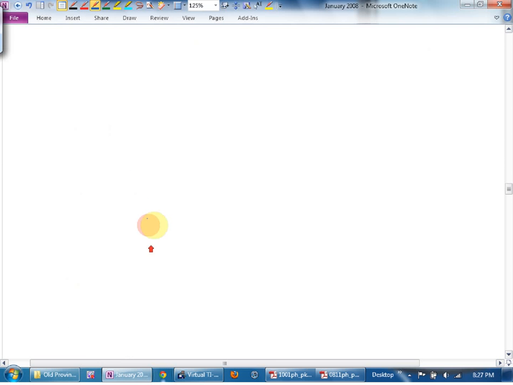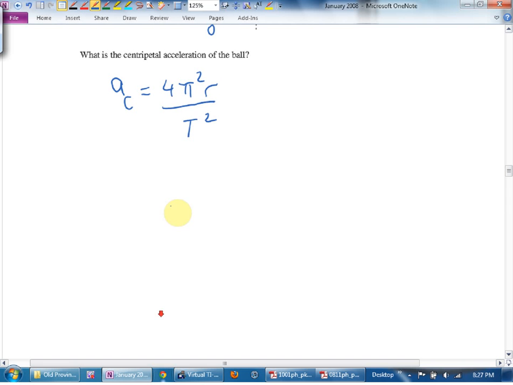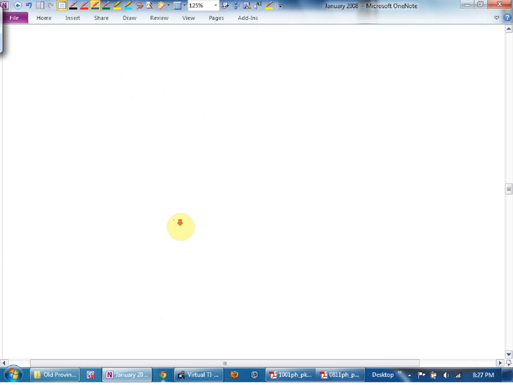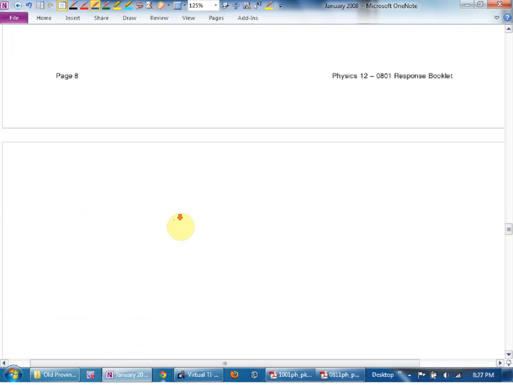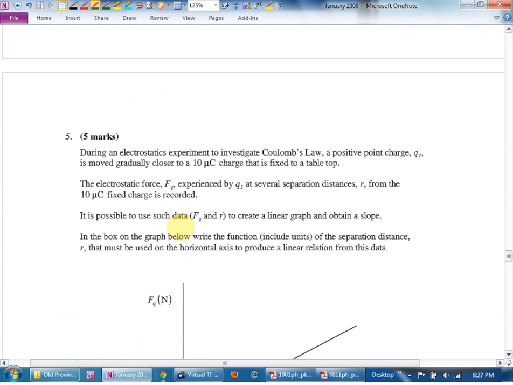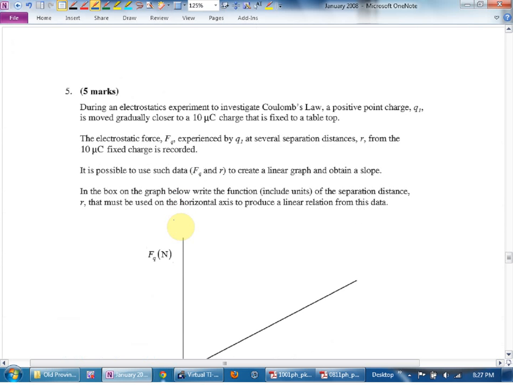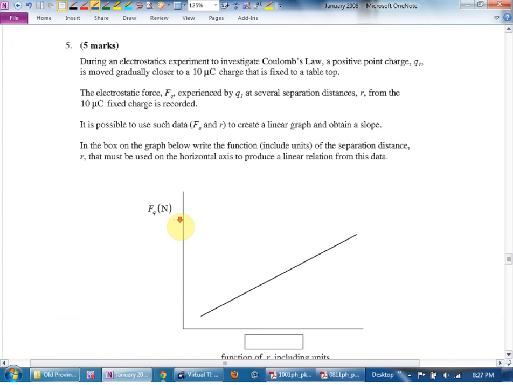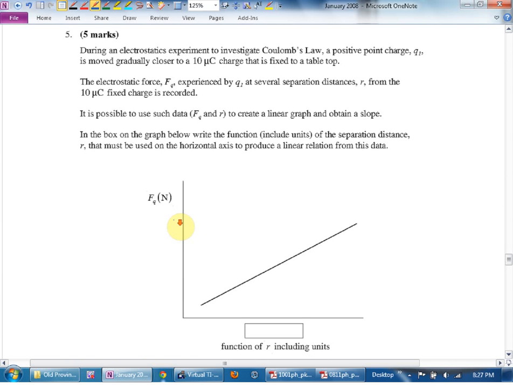Let's see. Electrostatics again? Are you serious? Okay. Electrostatic experiment to investigate Coulomb's law. Right away, I would say that's K Q1 Q2 over R squared. I think the function of R is going to be K Q1 Q2 over R squared.